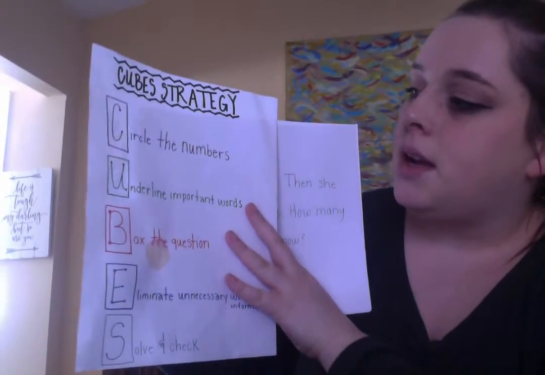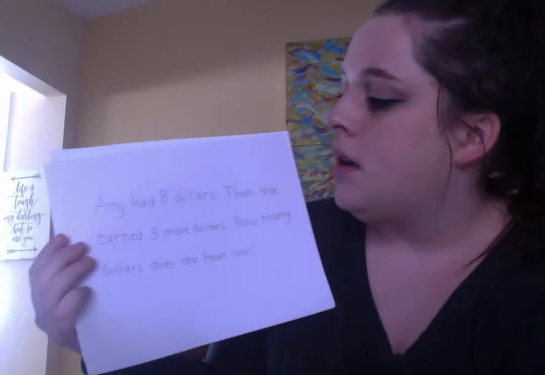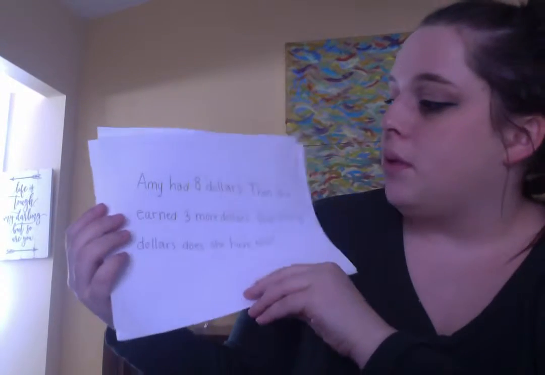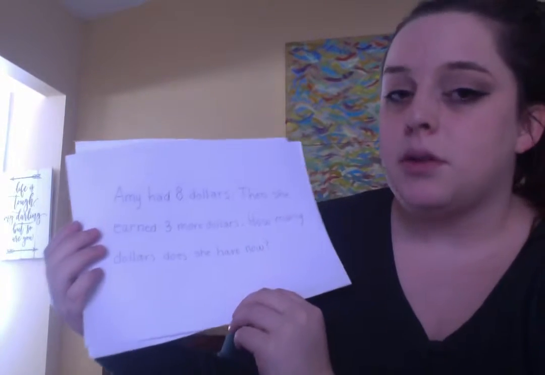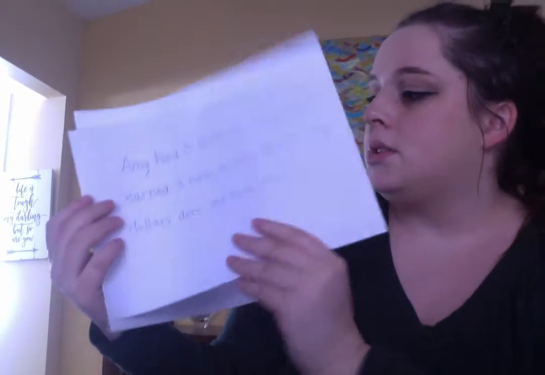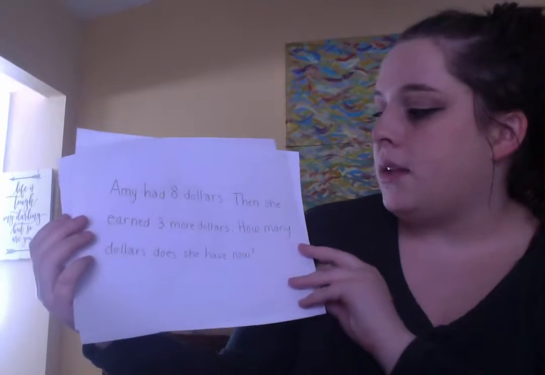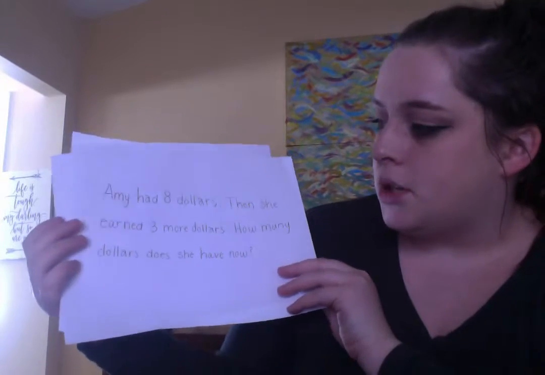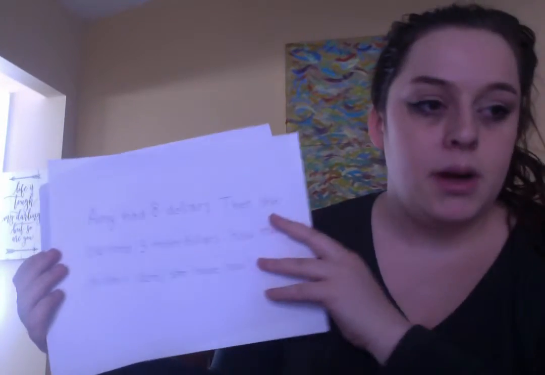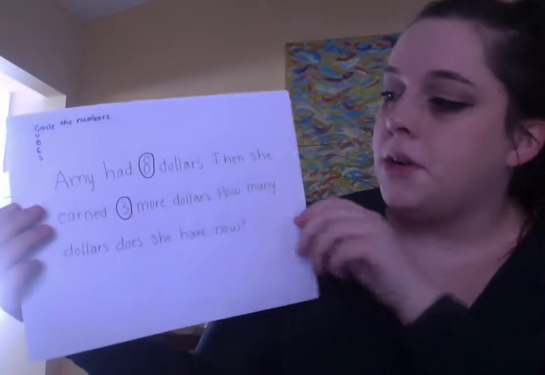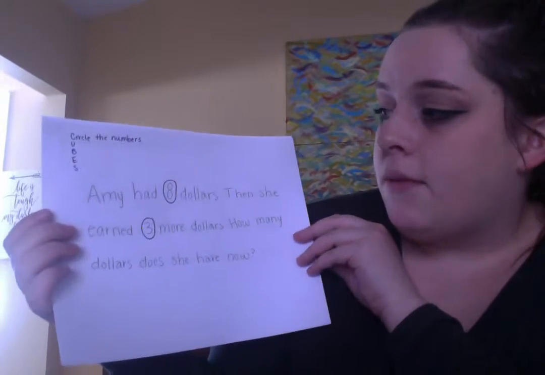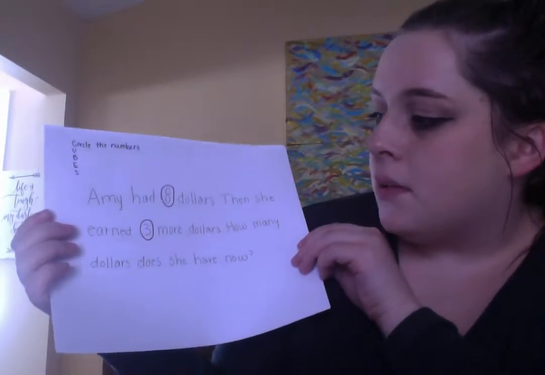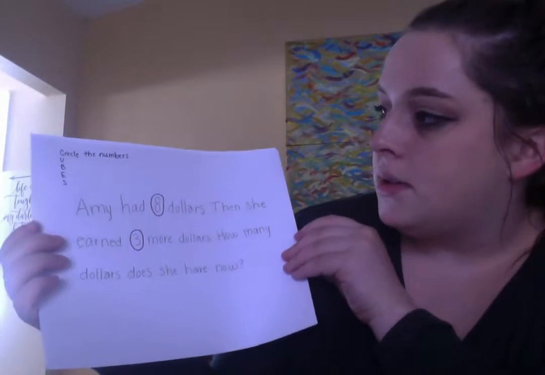And the first C is circle the numbers. So first, while we go through, we will read it again and circle the numbers as we go. So let's read it again. Amy had $8, then she earned $3 more. How many dollars does she have? So we'll circle the numbers. Our circled numbers are the 8 for she has $8 and the 3 for she earned $3 more.